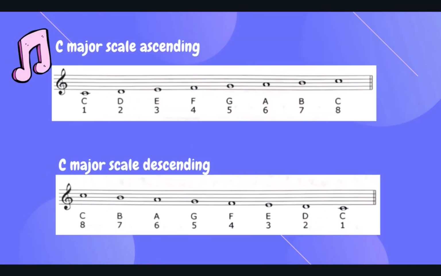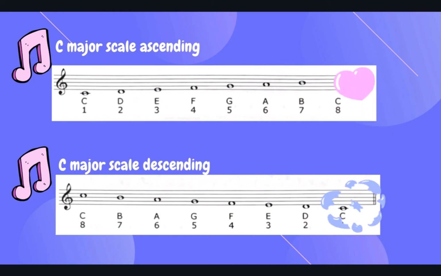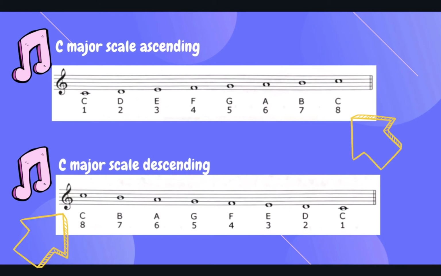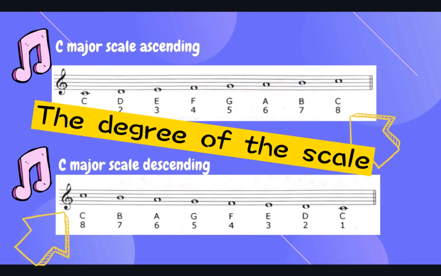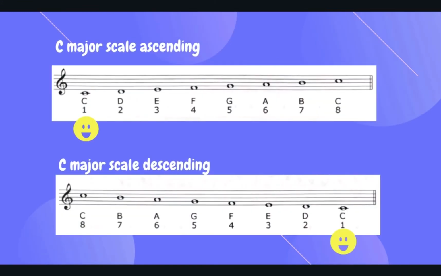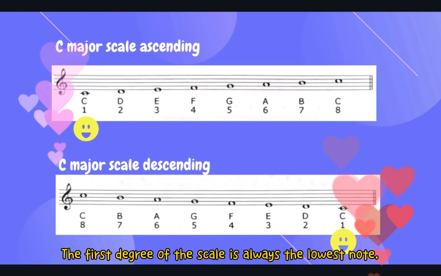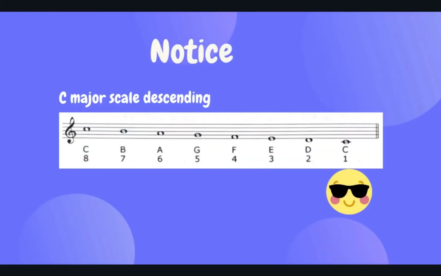Here are two more examples of the C major scale, written both ascending and descending. As you notice, there is a number written under each note. It's called the degree of the scale. Remember, the first degree of the scale is always the lowest note. Remember, in a descending scale, the number 1 is at the end of the scale because that's the lowest note.